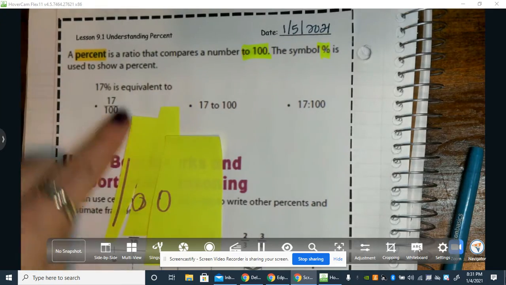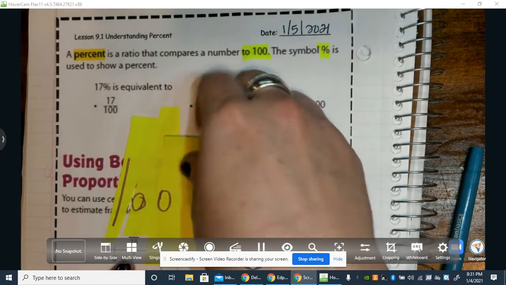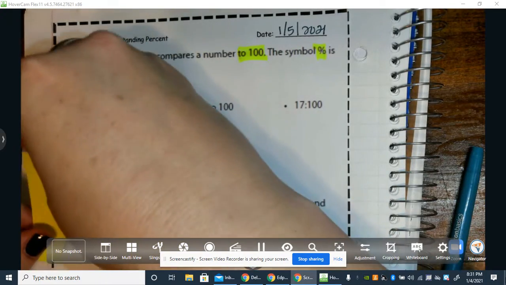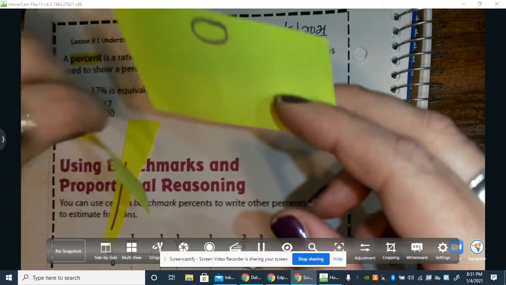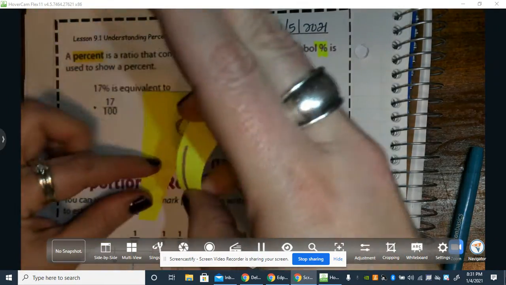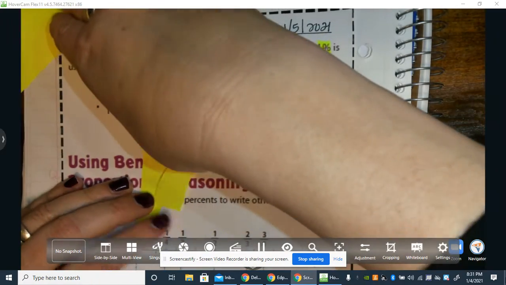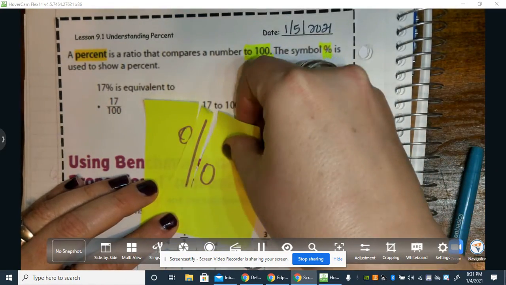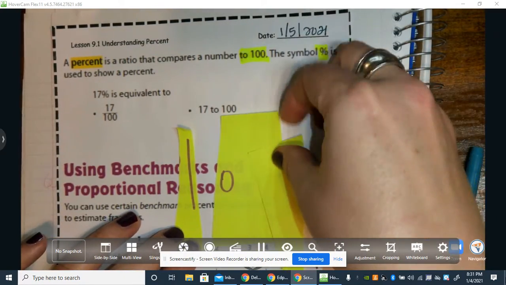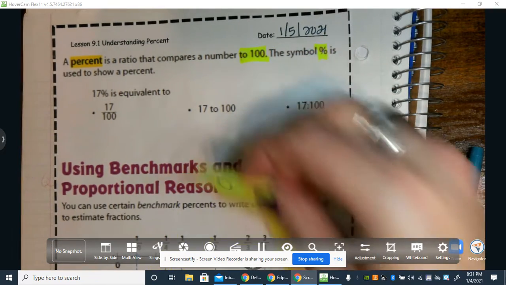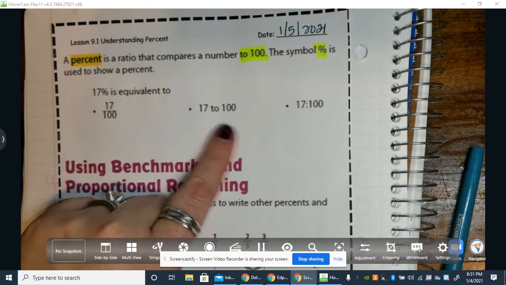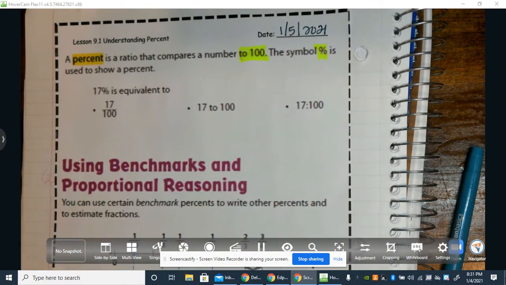So remember, percents are a number that compares it to 100. If you just change your percent symbol around, I flip some stuff around, but still, I break my percent symbol apart and it becomes 100. So it's comparing a number out of 100. So 17% is equivalent to 17 over 100, 17 to 100, and 17 to 100 using a colon.